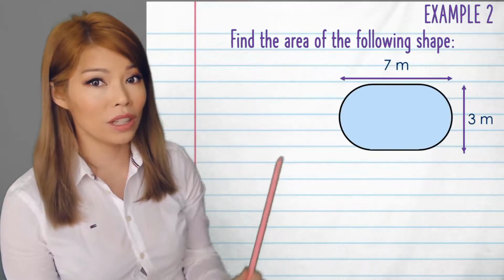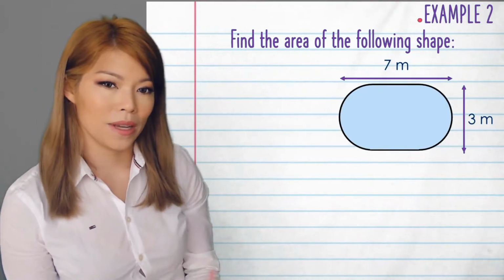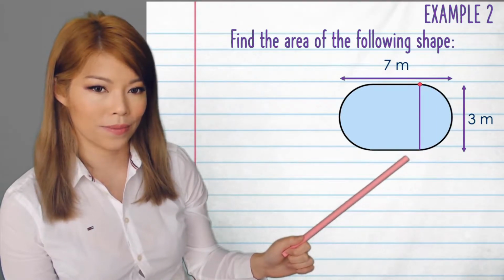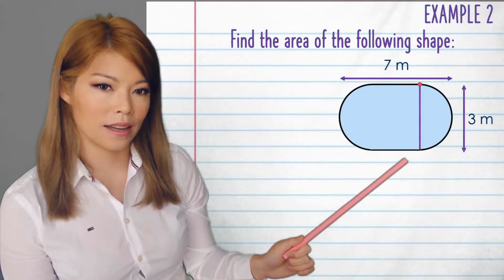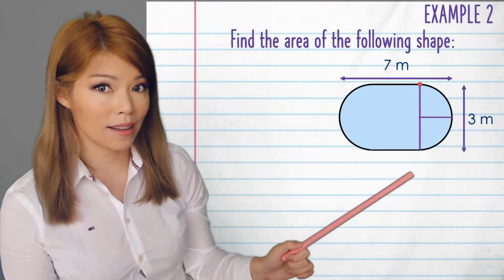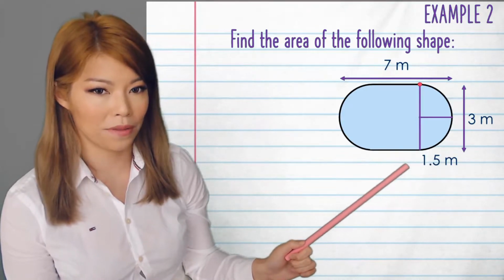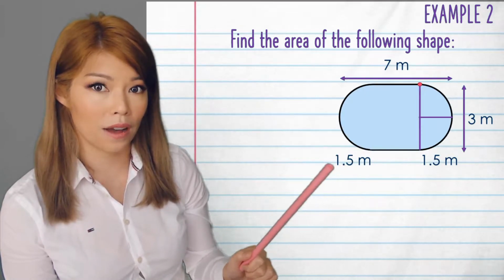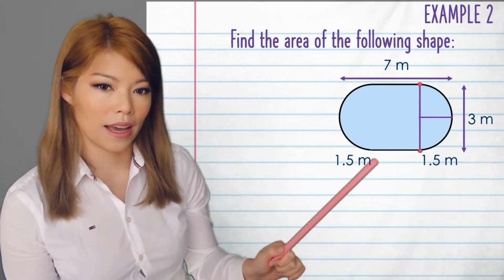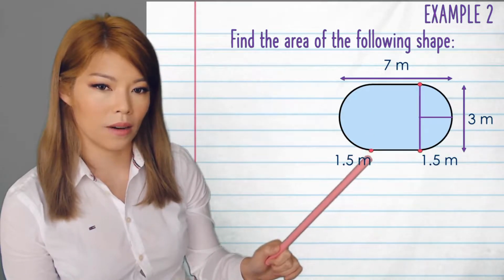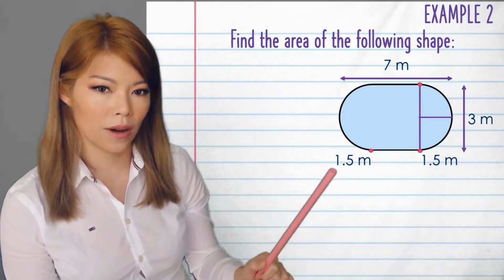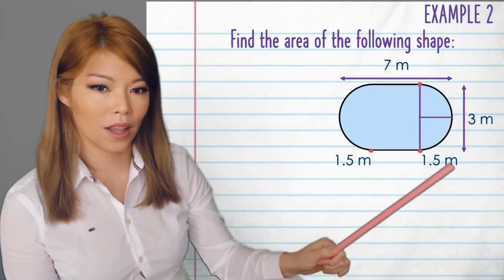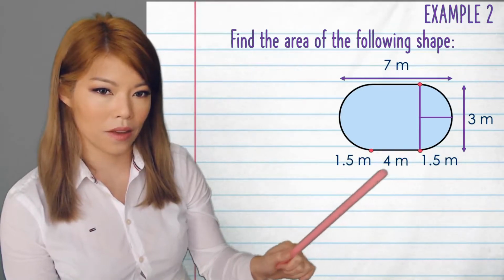Example 2, how will you cut this shape? We can see that the 3 is the diameter of that circle. And if that is 3, then the radius would be half of 3, which is 1.5. Now, we can see that the other side looks the same, so there's a 1.5 distance there for the radius too. And between that gap and this gap, we have left over from 7, take away the two 1.5s. 1.5 plus 1.5 is 3. So 7 take away the 3 is 4. So that gap there is 4.